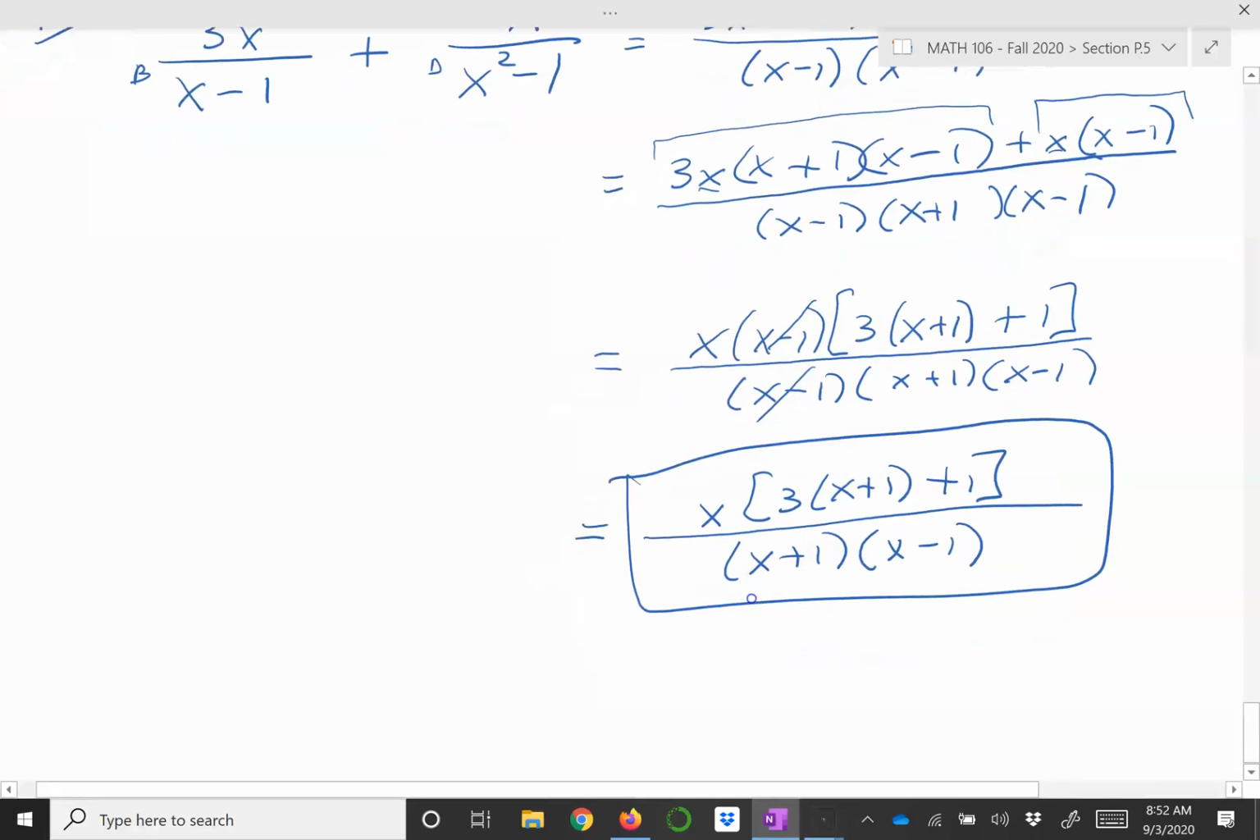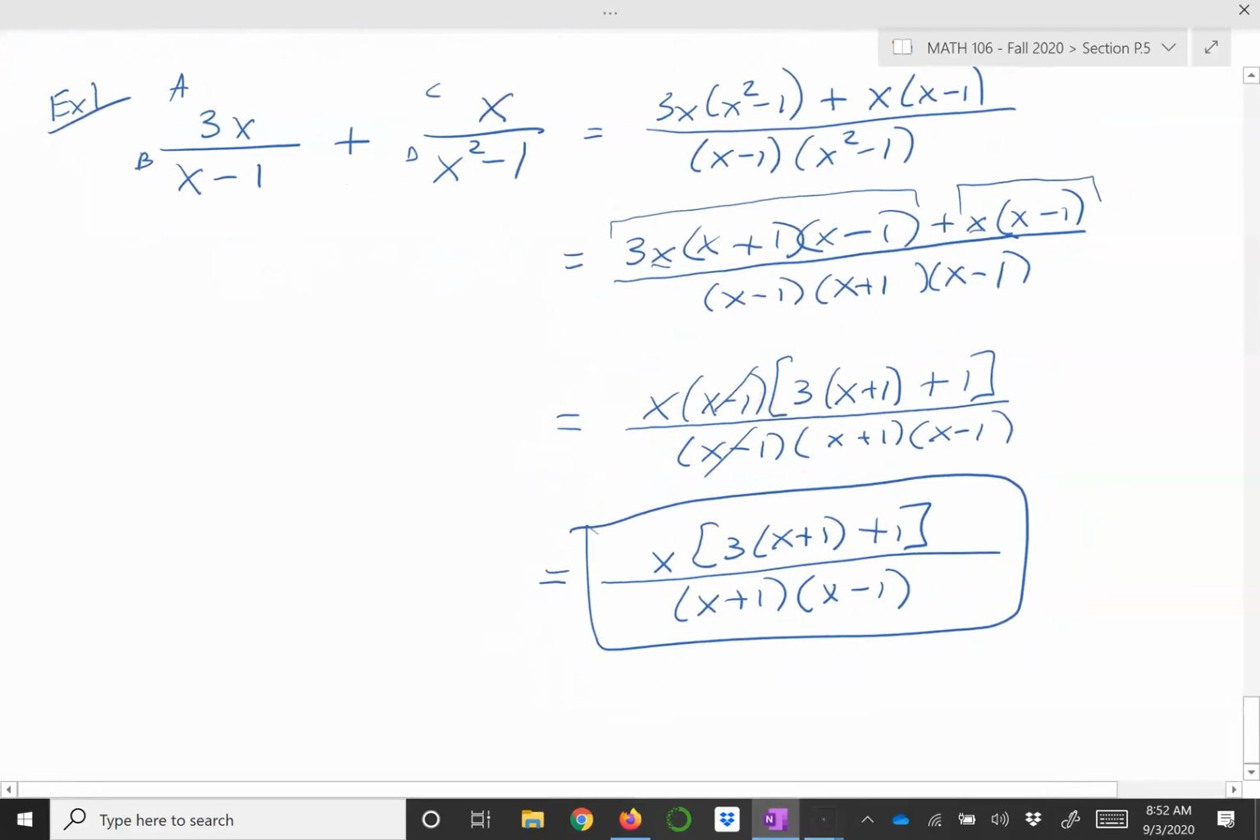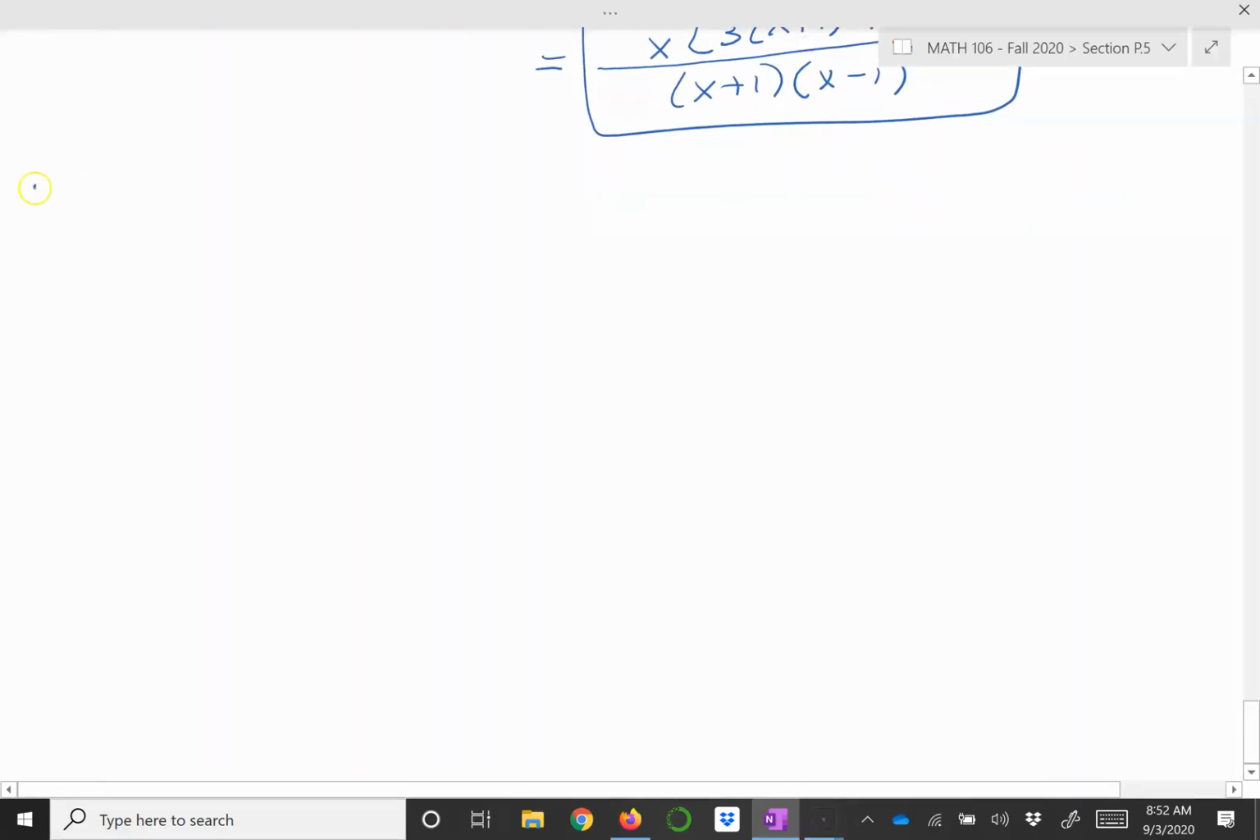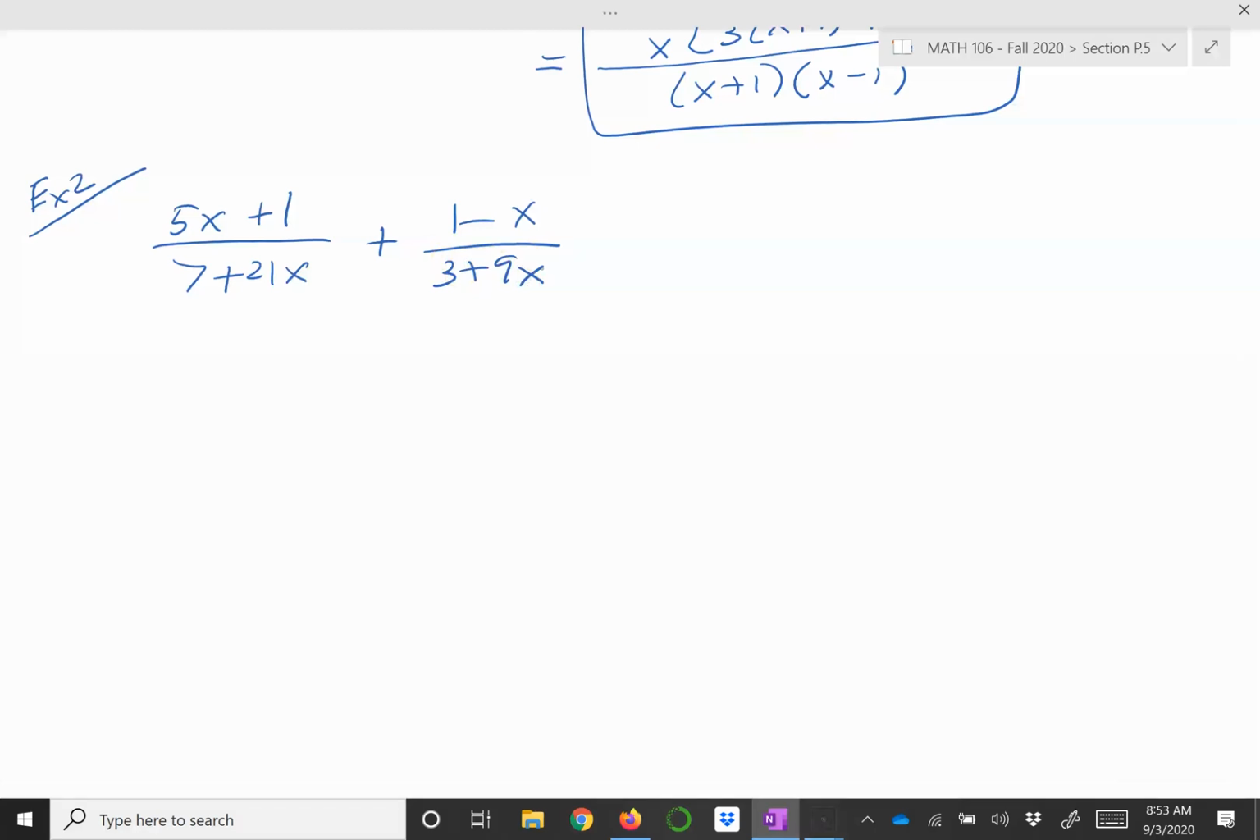All right, let's do another one. And you'll notice these take a little longer just because there's a lot of different things we have to do. So here's example 2. So what we're going to do is, let's see if I want to change this at all. I'm going to change this to a subtraction, just to give you an example of that.